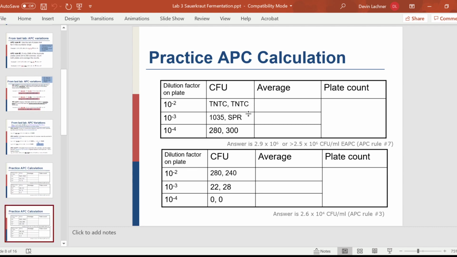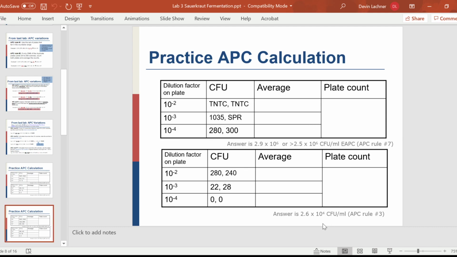Now for this one, we have 280 and 300, 1035 SPR. So this is a spread plate, right? So we can't count that one. Now for this example, none of them fall within our countable range. So we're going to be using the ones that are the closest to 250, right, according to rule number 7. And this is going to be an estimated aerobic plate count, all right?